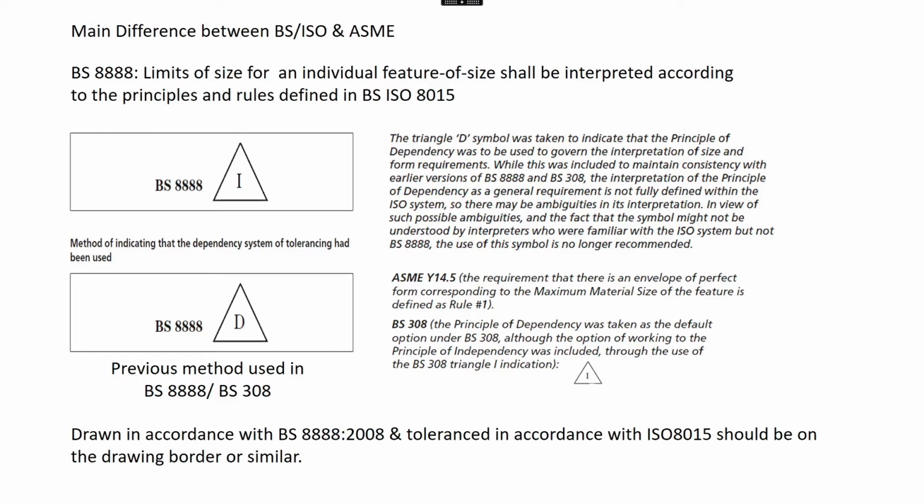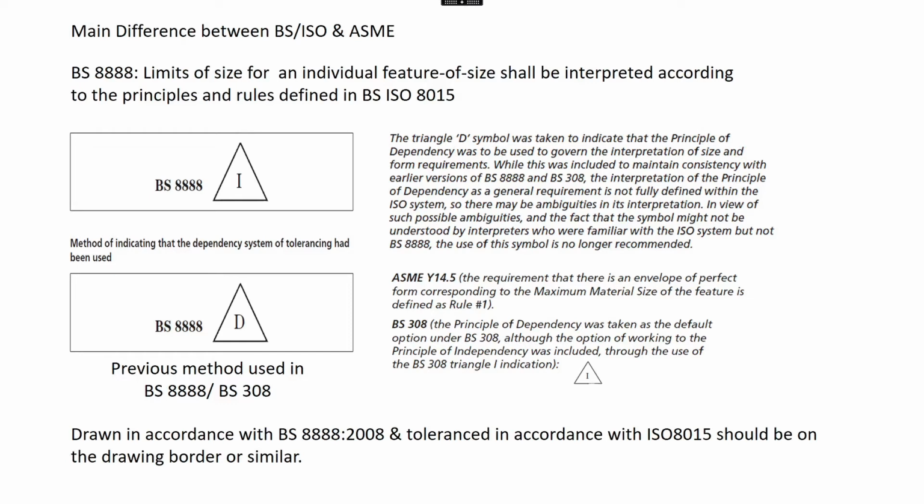Basically, what it's telling you is that how you measure components is different. The system of independency means you treat the form of a feature and the size of a feature independently. So we've got a cylinder, a hole for example. We treat the size of the hole as one thing and the roundness or the cylindricity of it as something different. So there are two different independent things that get inspected independently.